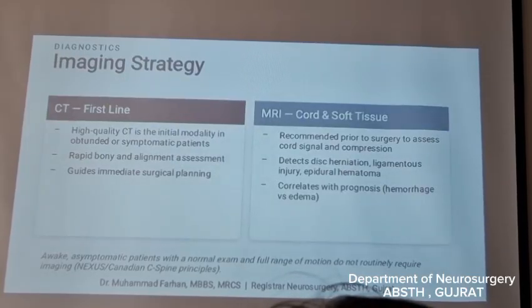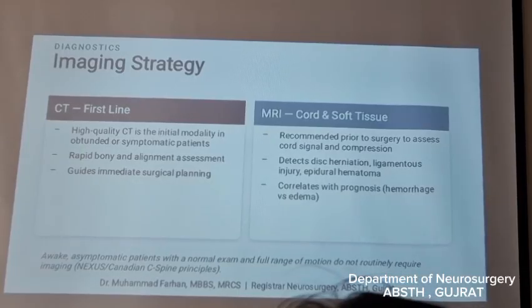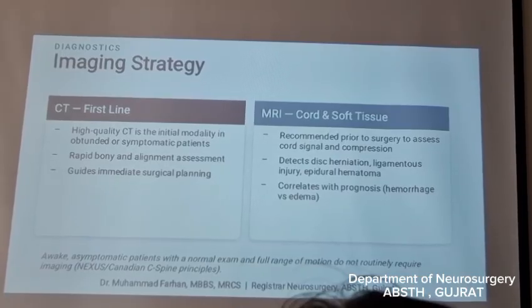So the main imaging strategies: CT is the first line, because CT can define the bony alignment and the bony features or the presence of any fracture in the spinal column, and it is usually easily accessible and can be rapidly done. So CT is the first line choice of investigation in spine injuries.